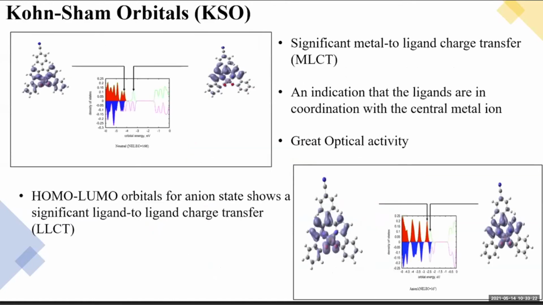One other parameter that I also explored is the quotient orbital because I wanted to look at the metal to ligand interaction. Now, this is what I observed. For the neutral model, which contains 166 electrons, there was a significant metal to ligand transfer, and I was able to conclude that there is quite a level of coordination between the central metal ion and the ligand, which is great for optical activity. However, for the stable anion, I observed a ligand to ligand charge transfer.